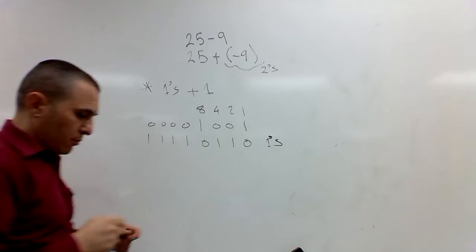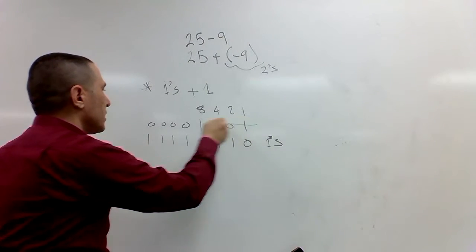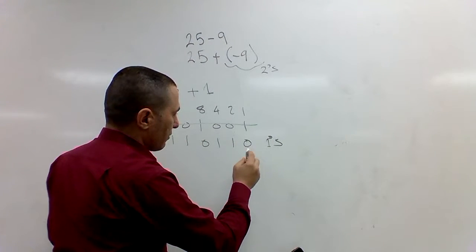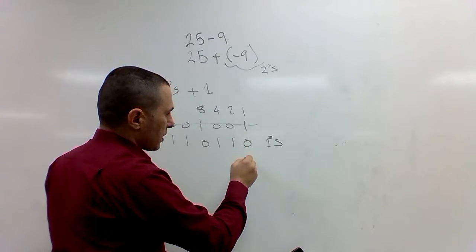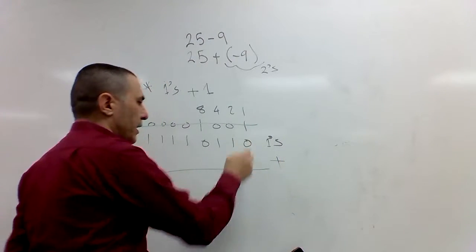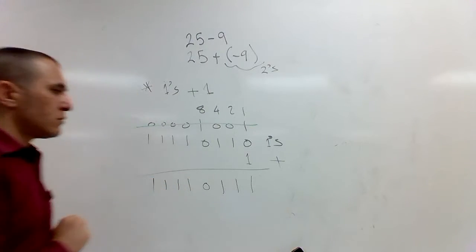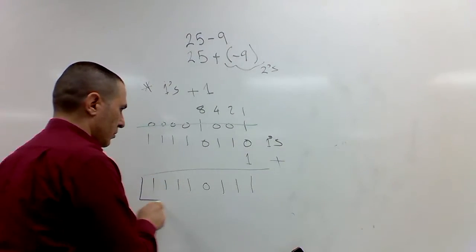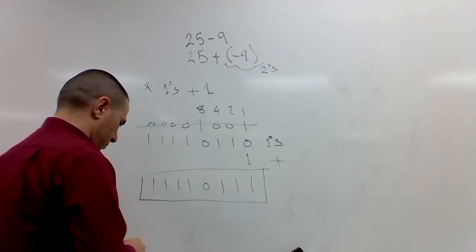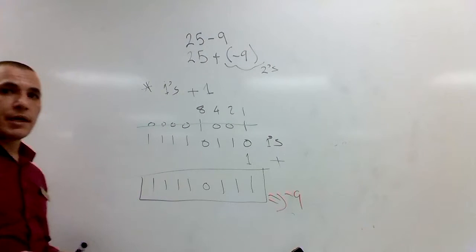We said we had a problem with it: the positive and negative 0, having two representations for one number, negative 0 and positive 0. Now I add 1 to the 1's complement. Binary addition: 1, 1, 1, 0, 1. This is negative 9. Is it really negative 9?